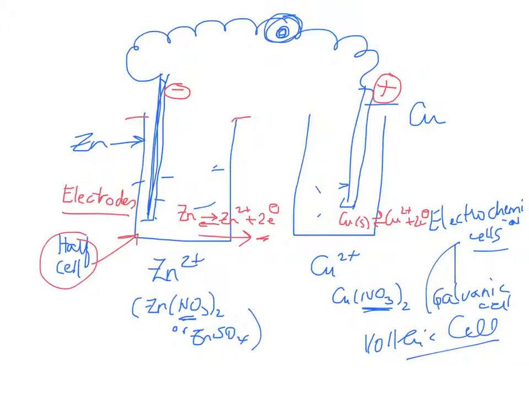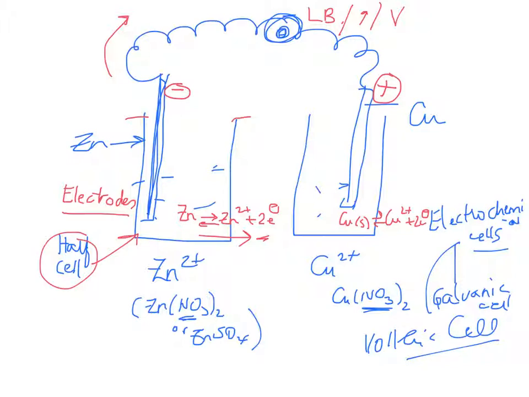Now, if the two half cells, like I was saying, are connected by a wire running from zinc and there's a light bulb, you can either have a light bulb or a galvanometer or a voltmeter, either of the three. If you do that, electrons will spontaneously flow from the zinc electrode over towards the copper, and that happens because the zinc electrode is more negatively charged, and therefore it's going to start repelling those electrons.